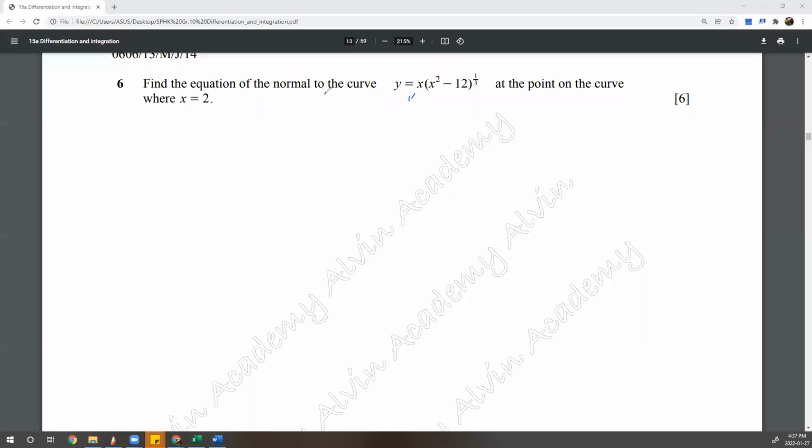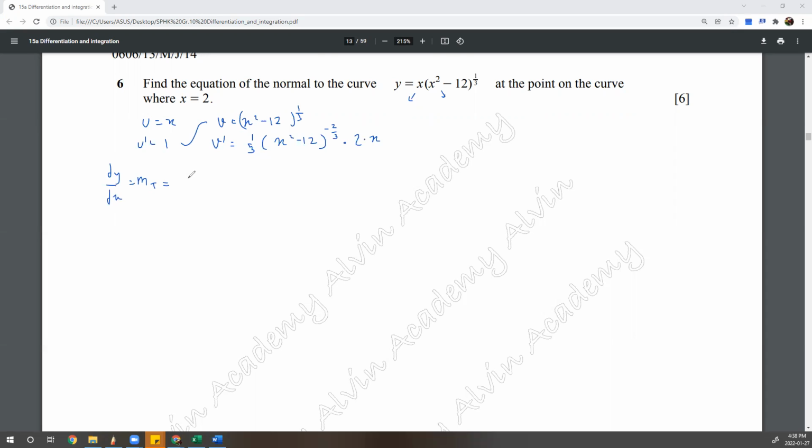Okay, so this is U, right? The V is, we use the product rule, (x squared minus 12) power 1 over 3, right? So the U accent is 1, the V accent is 1/3 (x squared minus 12) power 1 over 3 minus 1, which is negative 2 over 3, right? Times by the inside, 2x, right? Then the dy/dx, or the gradient of the tangent line, always tangent, is U accent V.